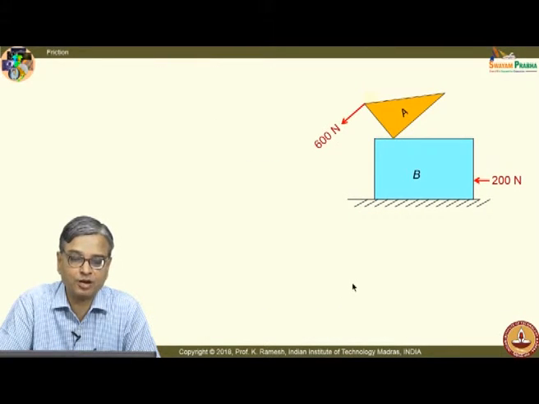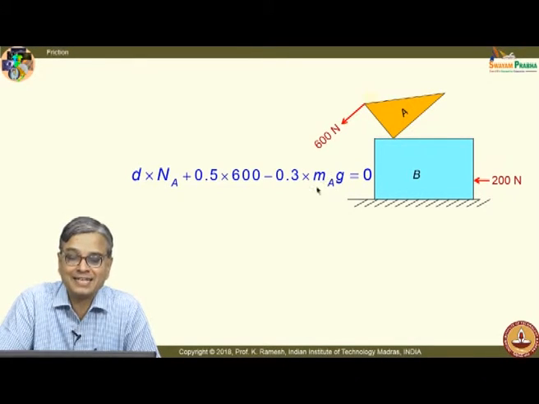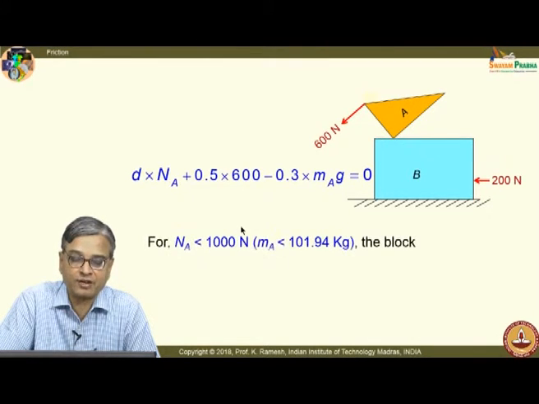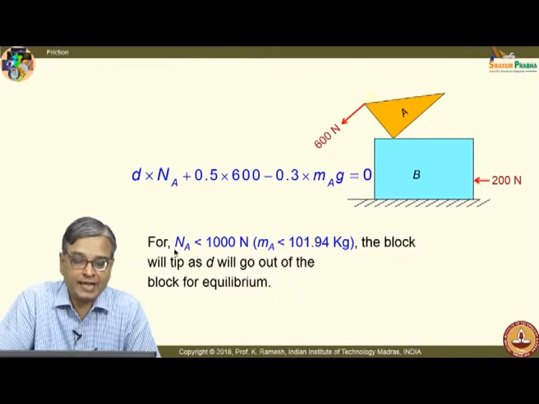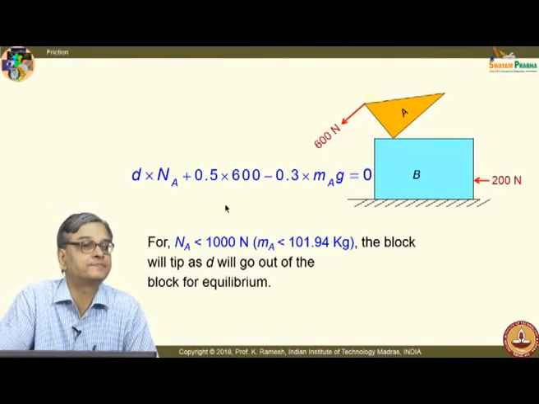I have the expression. You have to look at the expression for this. We have determined Ma keeping D as 0. When this Ma value is less than that, then the sign changes. D will go outside of it. So, for Na less than 1000 newtons, indicating Ma is less than 101.94 kilogram, the block will tip as D will go out of the block for equilibrium. That comes from the moment equilibrium.